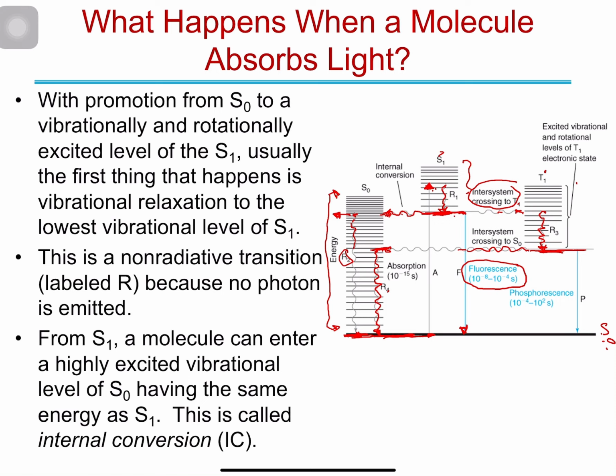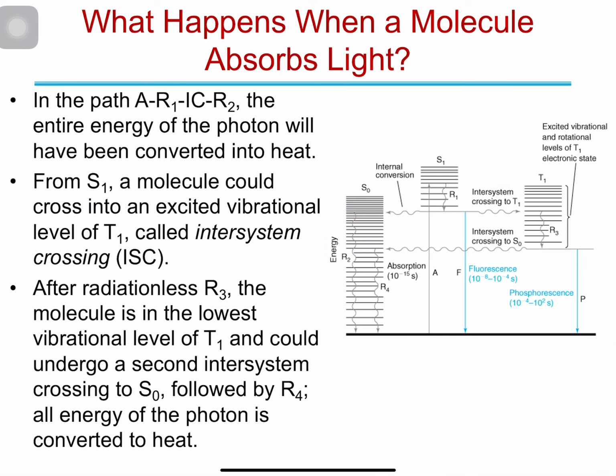On the other hand, another pathway: when the electron reaches the lowest energy level of T1, it can jump directly from this level to the lowest energy level of the ground state, S node, and this will lead to emission of a photon as well, but this is called phosphorescence. Phosphorescence has a longer half-life. Its half-life is 10 to the power minus 4 up to 100 seconds. So the phosphorescence is longer than the fluorescence.